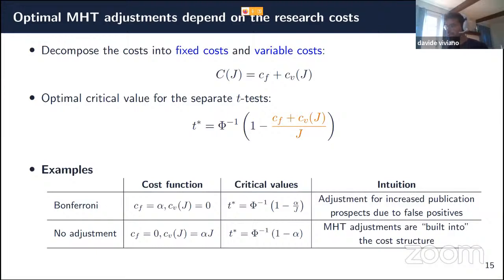And then suppose now instead that there are no fixed costs, but the variable costs actually scale with the number of treatments. Then there is no need to do any multiple hypothesis testing adjustment whatsoever. The idea is that if the cost grows with the number of treatments that I'm going to consider, then the multiple hypothesis testing adjustment is already implicit in the cost structure. So there is no need to do an additional adjustment.